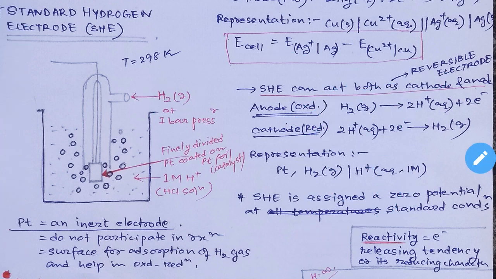Okay, so this was all about how it is made, how this platinum electrode is constructed, how the standard hydrogen electrode is constructed.